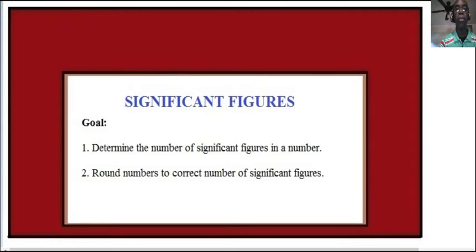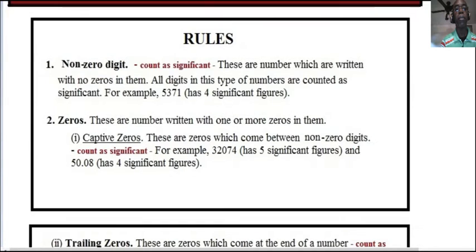These are the rules. 1. Non-zero digits. These are numbers which are written with no zeros in them. All digits in this type of number are counted as significant. So, if you have the number 5371, all the digits in this number are counted as significant. Therefore, we can say that this number is written with 4 significant figures: the 5, the 3, the 7, and the 1. So, we call this type of number non-zero digits.